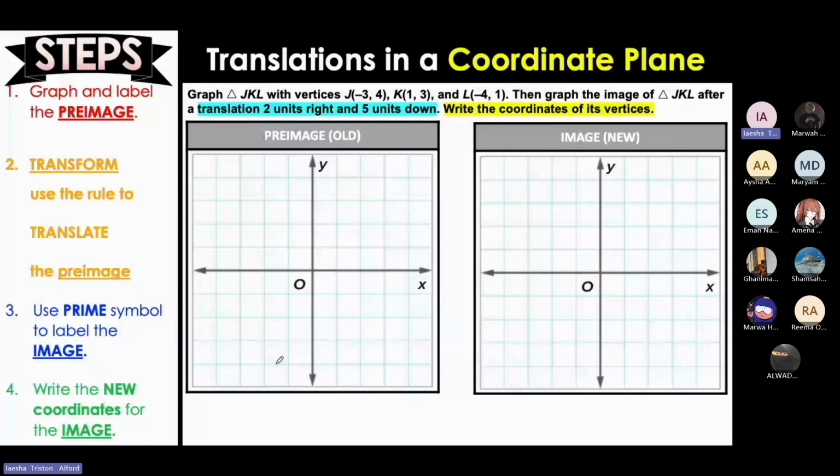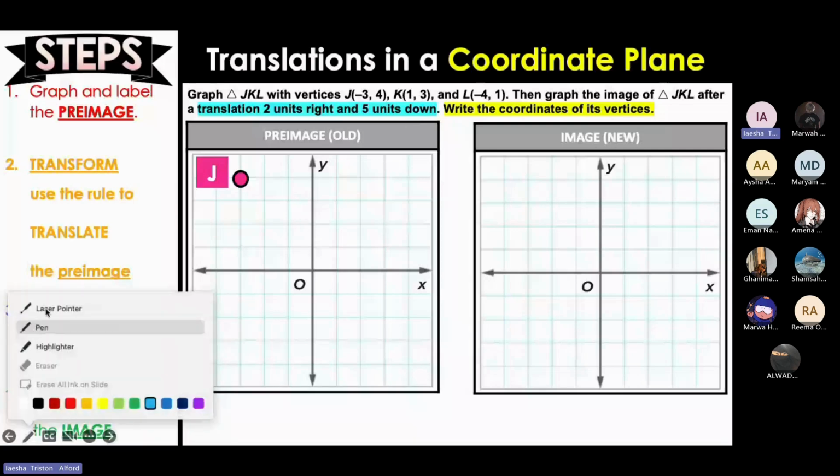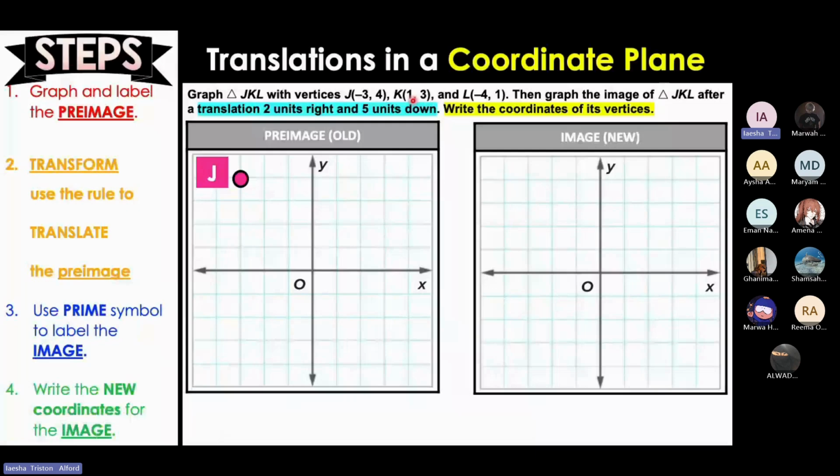So to do this one, they want us to graph triangle JKL. Where is J? J is 3 units left and 4 units up. Where is K? K is 1 unit right and 3 units up. So using what we know about x is positive and y is positive, 1 unit right, 3 units up. So starting from 0, 1 unit right, 3 units up. The point should be in this place.